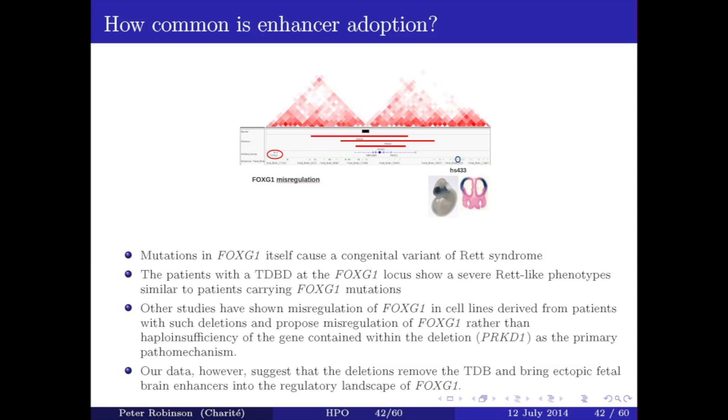And actually, some other groups showed that in cell lines derived from patients with these deletions, they actually get an upregulation of FOXG1. And they said there must be some sort of silencer within the deletions. We think that this enhancer adoption is a much better hypothesis.